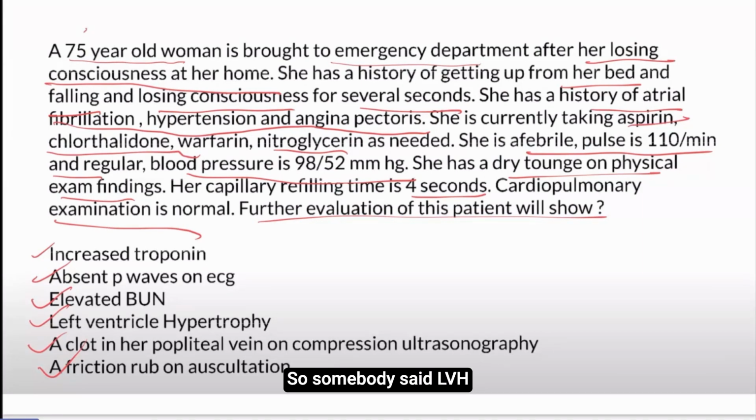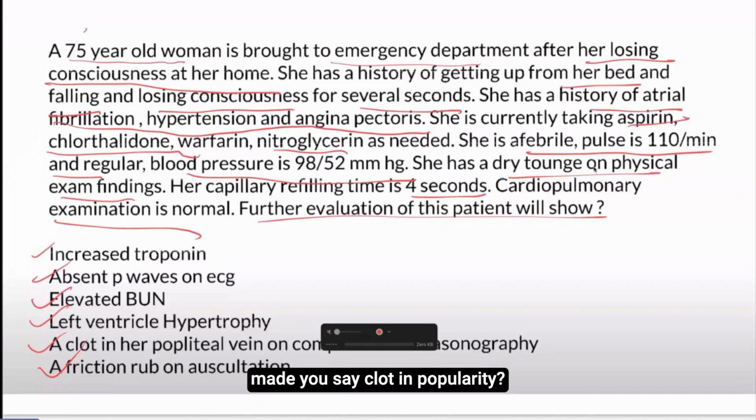So somebody said LVH, clot in popliteal vein, absent P waves. Okay, I have a question. For all of you who said clot in popliteal vein, what made you say clot in popliteal vein here? You can just type that in the chat. Could you also give me reasons? I see good reasons from some people, who said BUN is hypovolemic shock. But I also want to ask you, isn't she having AFib? So doesn't absent P waves happen in AFib?